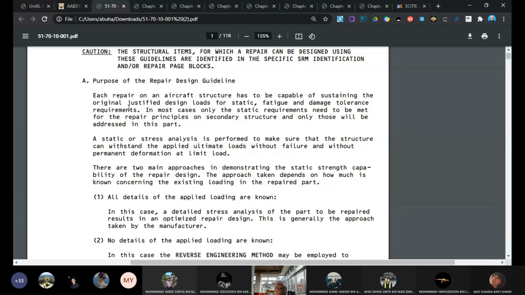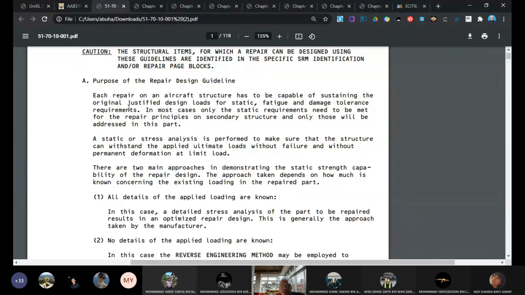Each repair is able to sustain the original design load for static, fatigue, damage tolerance requirement. So I have explained earlier, I believe, about the static, fatigue, and damage tolerance. I have also discussed with you the design principle. We have safe life, fail safe, and damage tolerant design principle before. Then again, this repair guideline is to ensure that you will be able to sustain the original design in terms of static, fatigue, and damage tolerant.